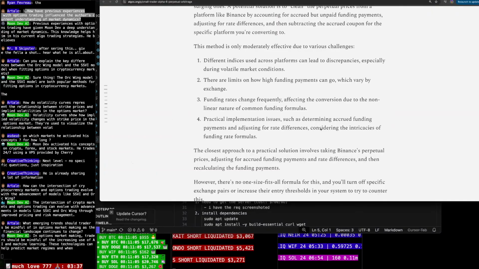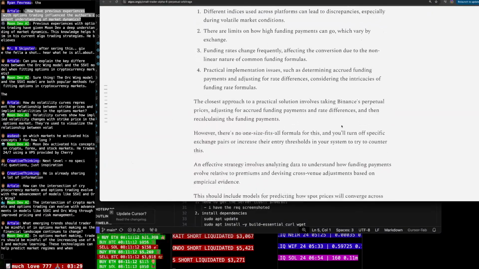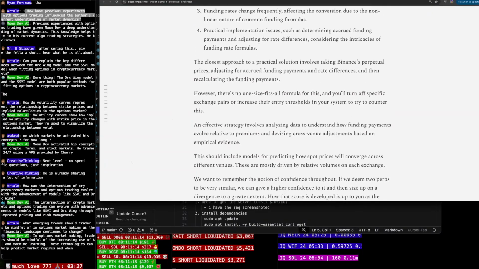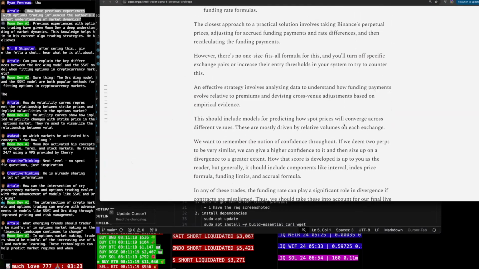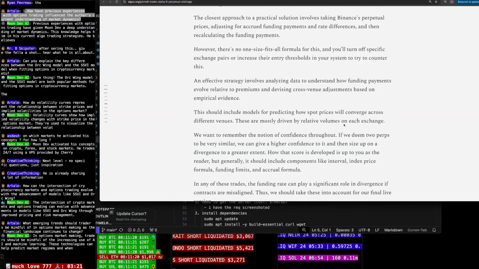The closest approach to a practical solution involves taking Binance's perpetual prices, adjusting the accrued funding payments and rate differences, and then recalculating the funding payments. However, there's no one-size-fits-all formula for this, and you'll turn off specific exchange pairs or increase their entry thresholds in your system to try to counter this.